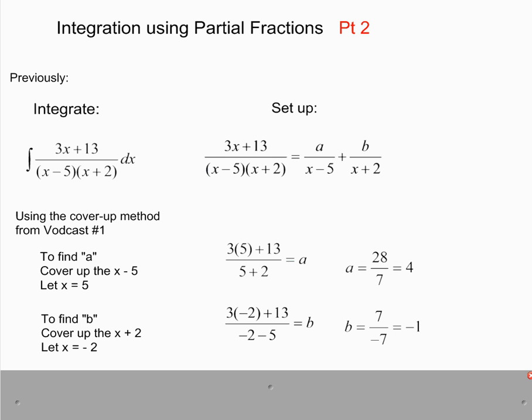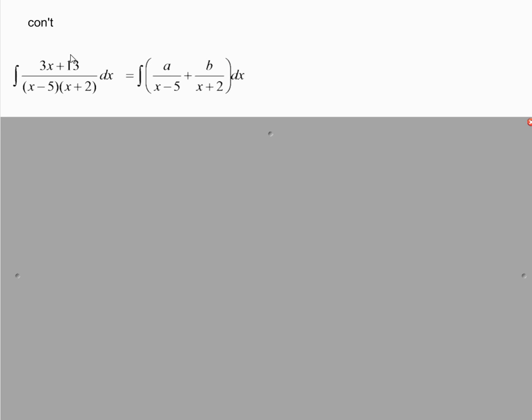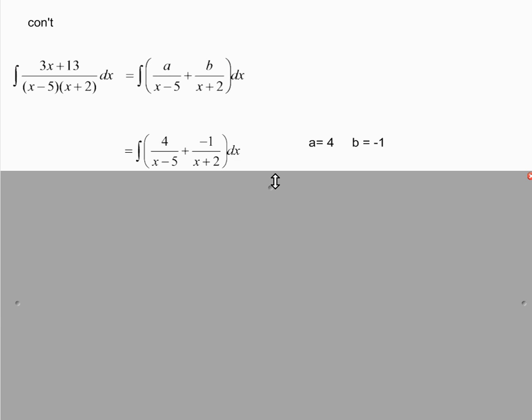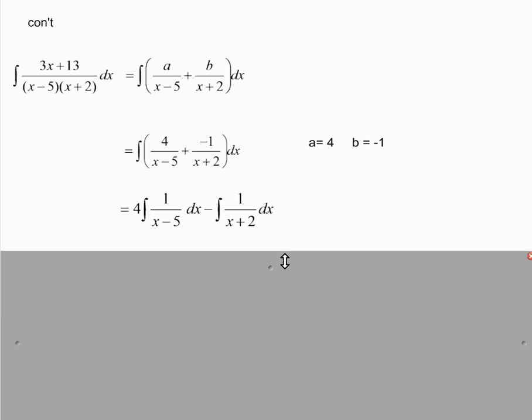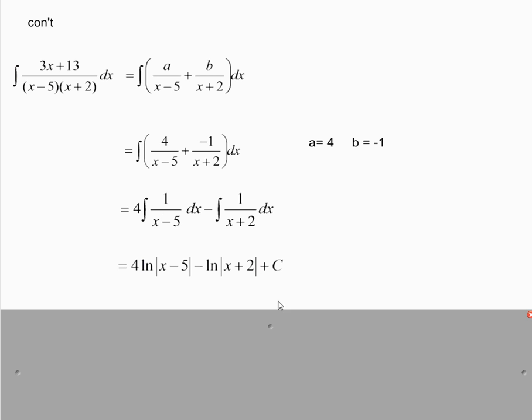Once we have those values, we're then going to plug them in for A and B. So A is equal to 4, B is equal to negative 1. We then want to integrate what's left. And we can look at it separately or not, or you can just write the answers. Again, I always choose to put those constants out front, but that's just going to be a natural log of both of those. So 4 ln absolute value of x minus 5 minus ln absolute value of x plus 2. Good enough. Let's go to the next one.